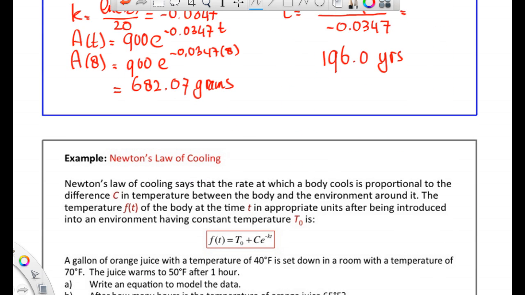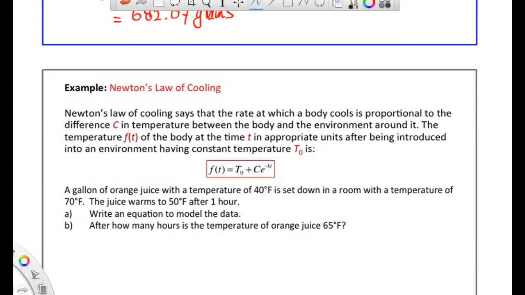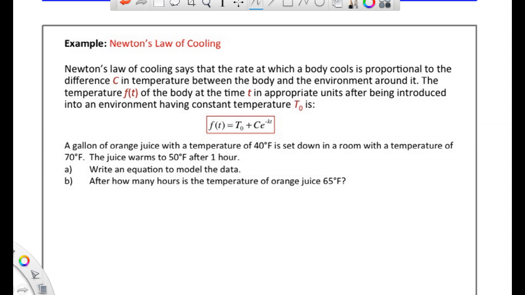Last one. This is a type of word problem that if I gave it to you on a test or a quiz, I would basically give you all of this. What I mean is that this is a function that has some funky definitions in it, and you're given those along the line, and then you have to figure out how to work with it. So it said Newton's law of cooling says the rate at which a body cools is proportional to the difference C in temperature between the body and the environment around it.